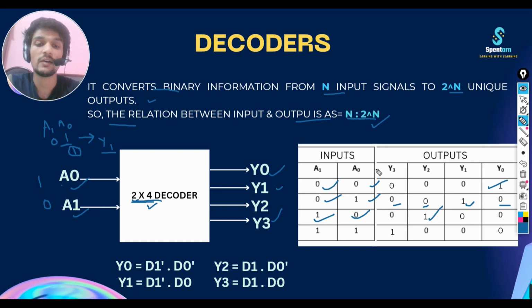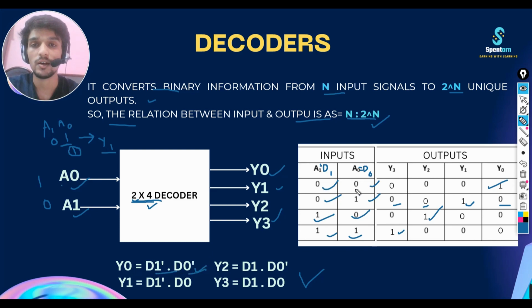Now in case of A1 and A0 as 1, 1, we can convert it into decimal format, and we will be getting 3. That means Y3 would be high in this case and the remaining bits would be 0. A1 I am representing as D1 and A0 as D0. So in this case, when I'm representing Y0, where Y0 is 1, we'll be representing it as D1 bar and D0 bar, right?